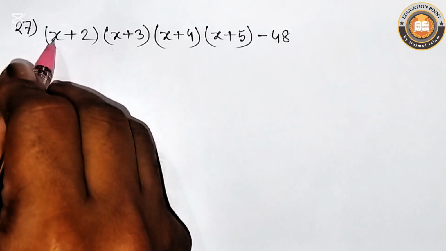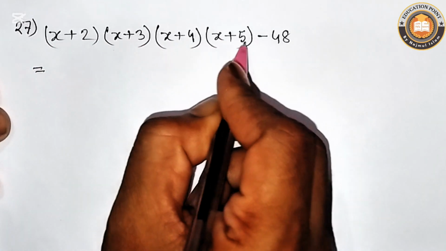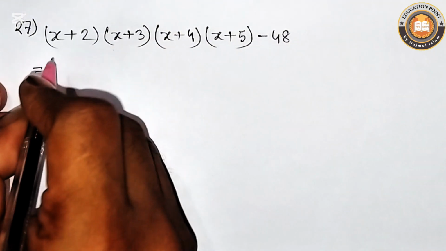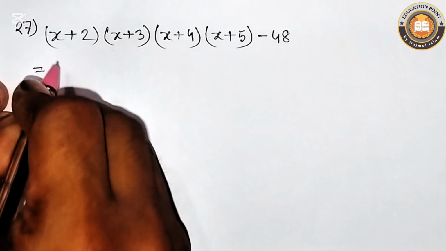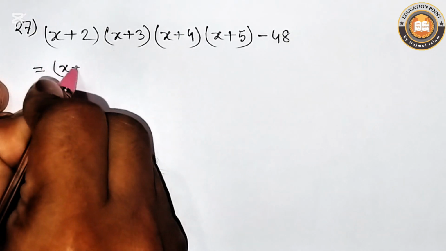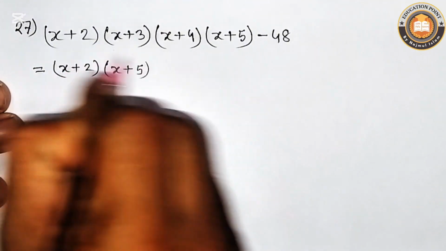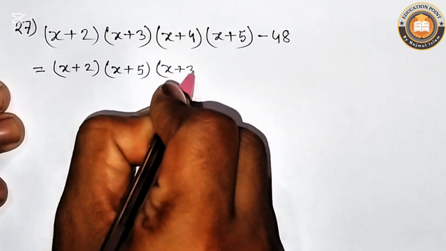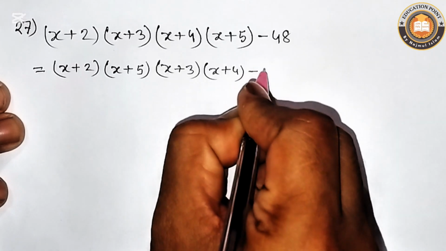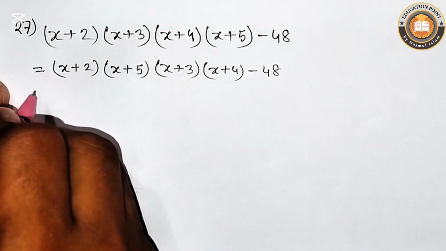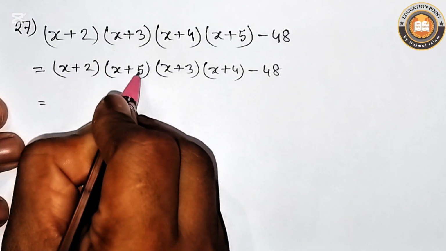Question number 27. (x plus 2) into (x plus 3) into (x plus 4) into (x plus 5) minus 48. At first, this expression is rewritten as (x plus 2) into (x plus 5) into (x plus 3) into (x plus 4), then minus 48. Here x plus 2 multiply with x plus 5.